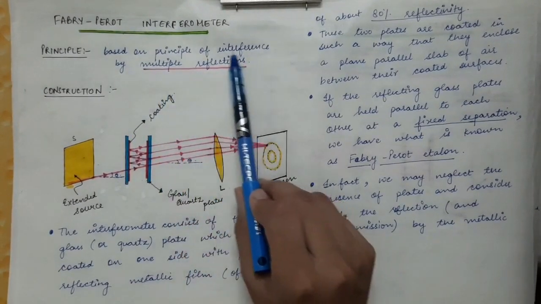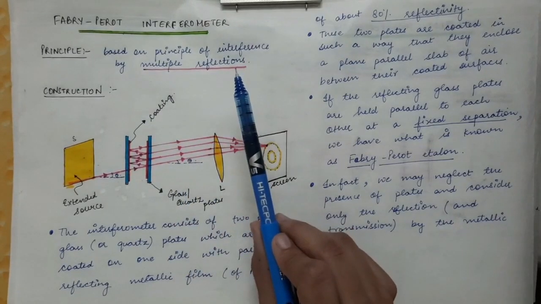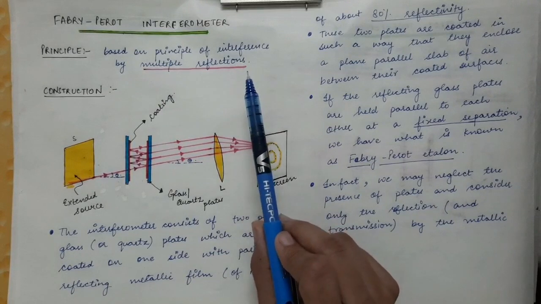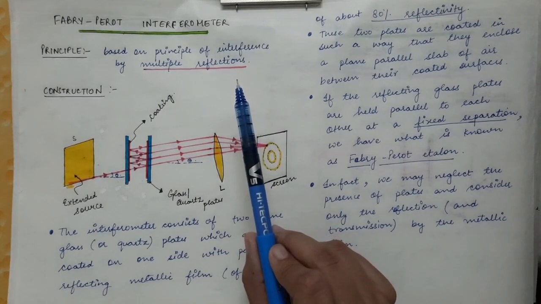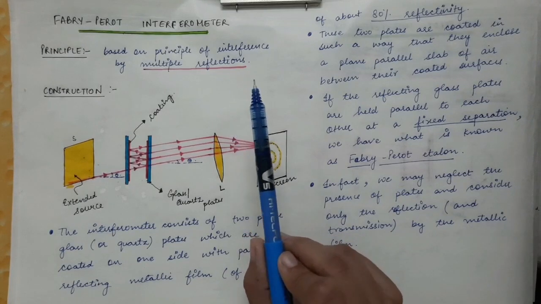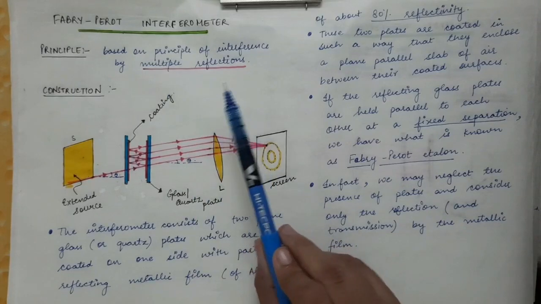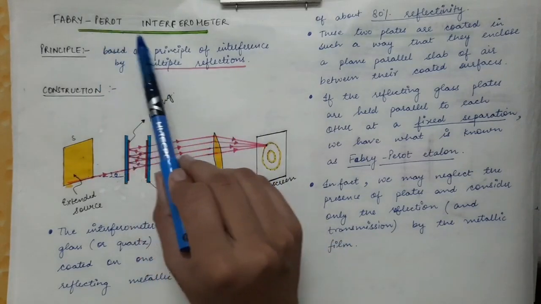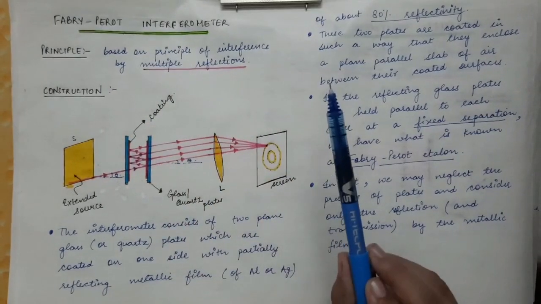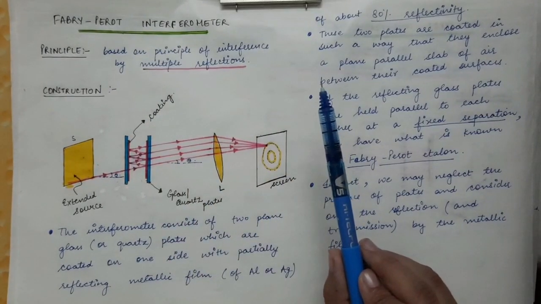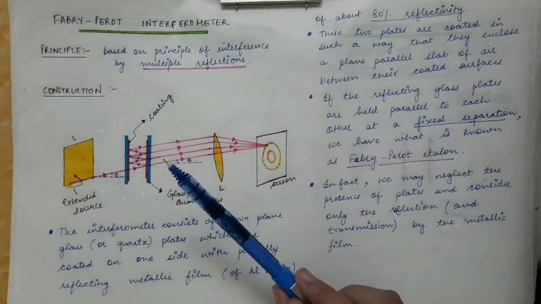This term, multiple reflections, we had seen in the case of thin films. When we started the topic of thin films, we saw that when one incident ray falls on a thin film, there are multiple reflections inside that film. The same concept is used in the Fabry-Perot interferometer, and hence this experiment comes under the division of amplitude. So what is the construction of this interferometer?